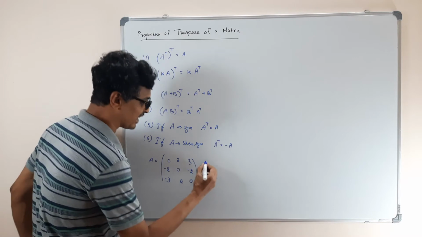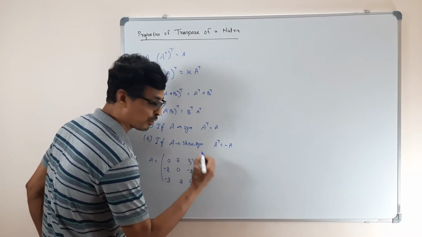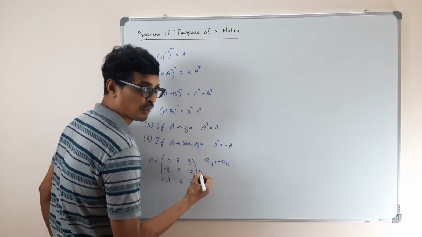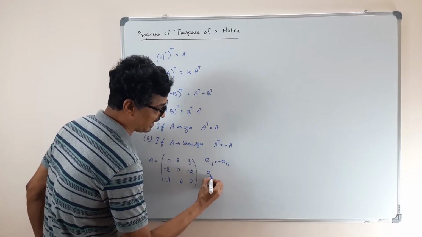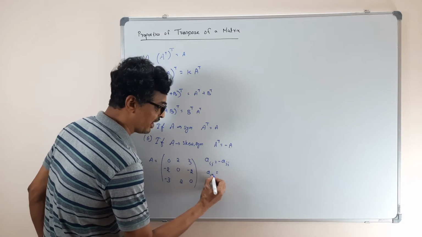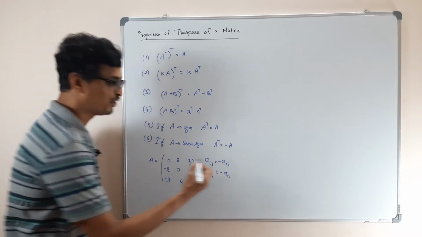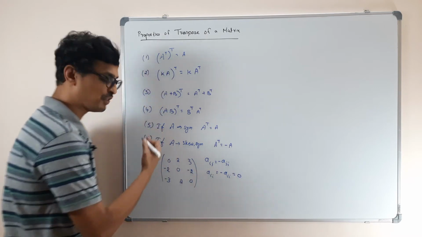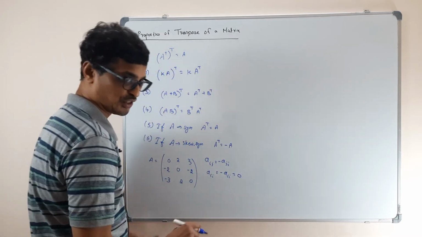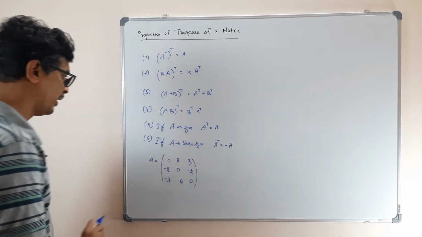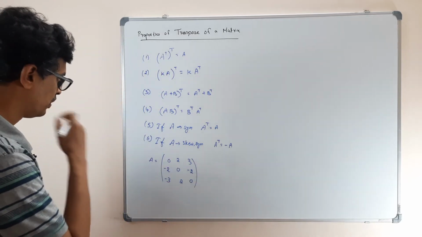See, the property is there, na? Because the property of a skew symmetric matrix is A of ij is equal to minus A of ji. So then A of ii also should satisfy A of ii equal to minus A of ii. When can this happen? Only when A of ii equals 0. That's why for a skew symmetric matrix, diagonal elements have to be 0. Okay, fine.